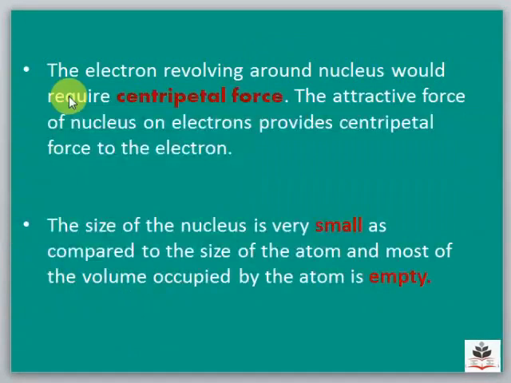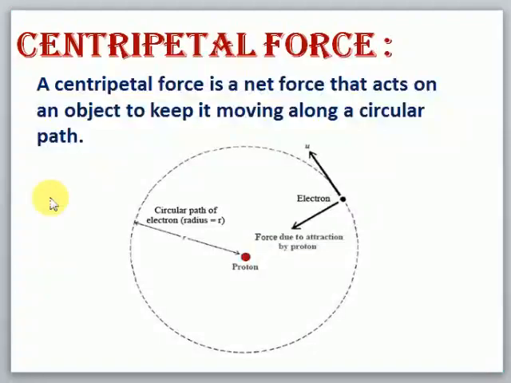His next point was the electron revolving around the nucleus would require centripetal force. The attractive force of nucleus on electrons provides centripetal force to the electron. Now first let me explain what is centripetal force. So what is a centripetal force? A centripetal force is a net force that acts on an object to keep it moving along a circular path. Means it is the force which compels a body to move in a circular path.